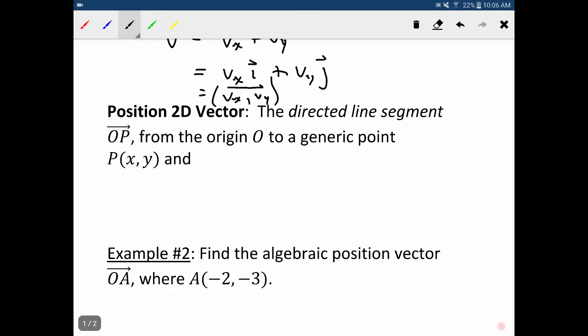Let's see. Position 2D vector: the directed line segment OP from the origin O to a generic point P (x, y).